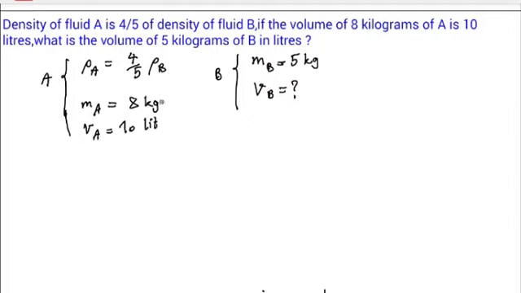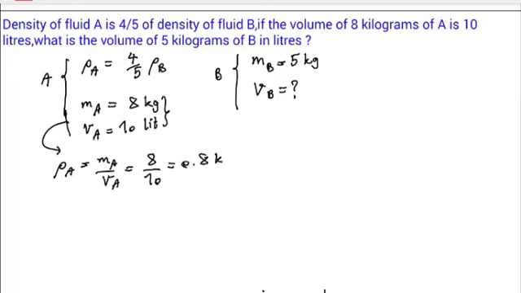From these two terms, M of A and V of A, we can find the density of A. So the density of A is equal to M of A over V of A, which is equal to 8 kilograms over 10 liters. So density of A is 0.8 kilograms per liter. You see that we could find the density of A. We should find the density of B to find its volume. So we use this equation.